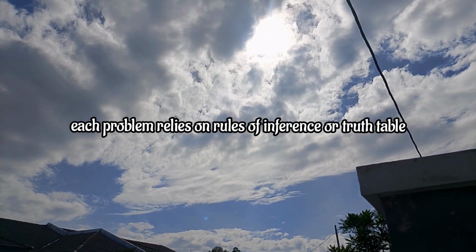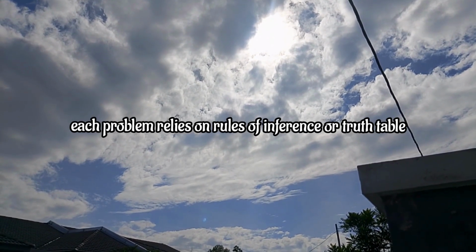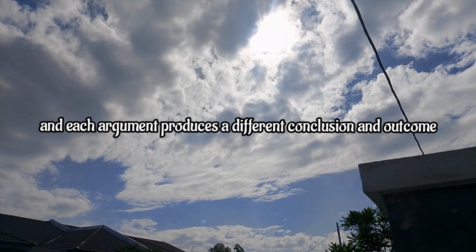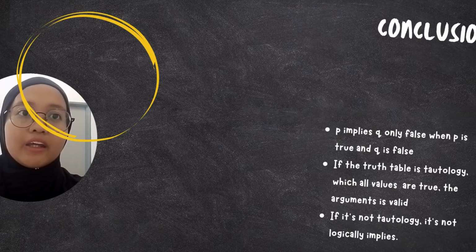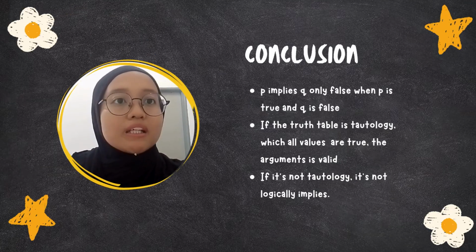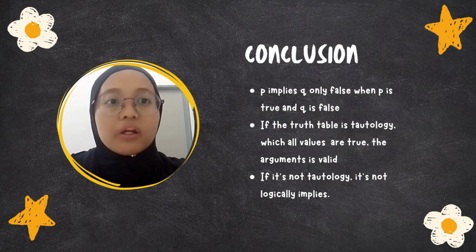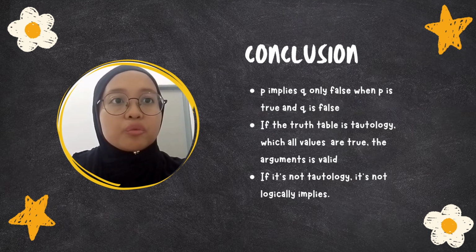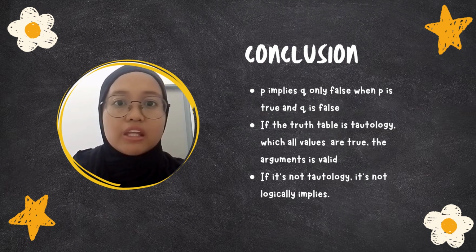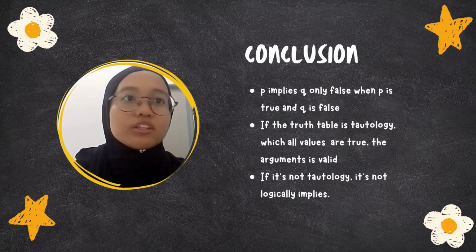Each problem relies on rules of inference or a truth table, and each argument produces a different conclusion and outcome. Other than that, we can also conclude that P implies Q is false only when P is true and Q is false. If the truth table is a tautology, which means all arguments are true, the argument is valid. But if it's not, it is not logically implied.